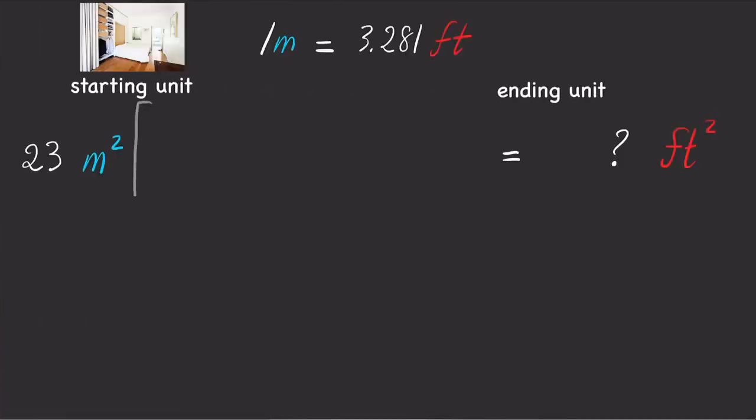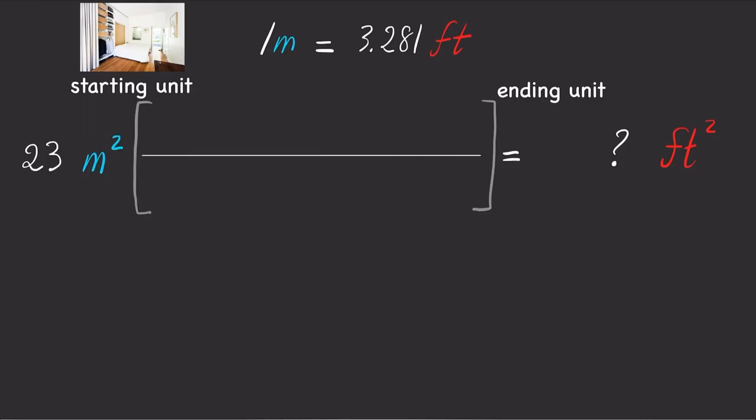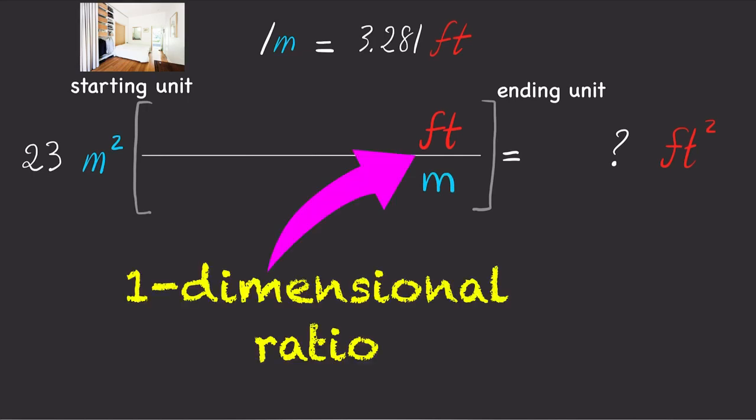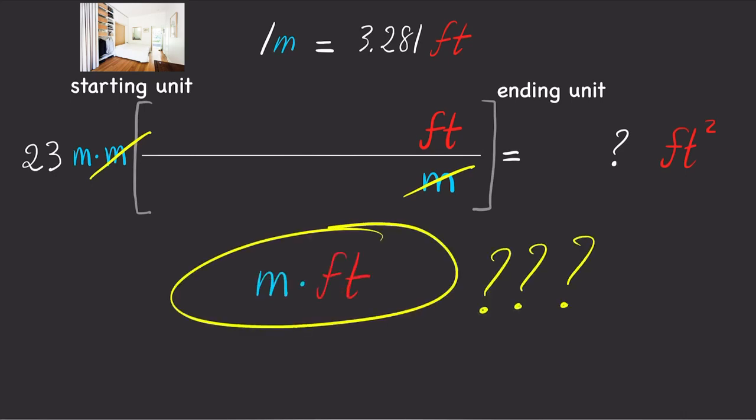How can we build a math tunnel to take us from squared meters to squared feet, where the measures of area are two-dimensional measurements? So, for the conversion factor, if we put feet in the numerator and meters in the denominator, then we have a one-dimensional ratio. Remember, the meter is one-dimensional, but a square meter is two-dimensional, which is meter times meter. And if we try to cancel these two units, we end up with meter times feet. I mean, what the factor is that?